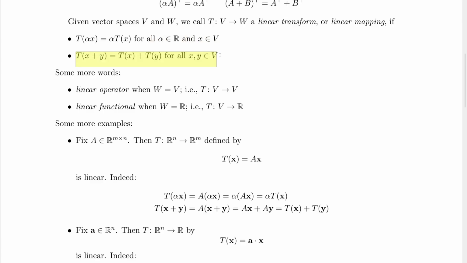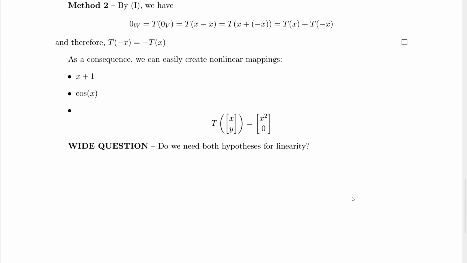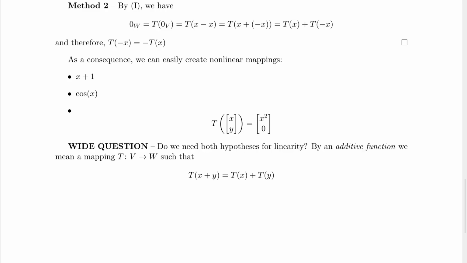Let's focus on addition for a moment, and actually let's really think about what addition is doing. So let's go back to my question here. Do we need both hypotheses for linearity? By an additive function, we're going to mean a mapping from a vector space to a vector space that just respects the addition. So when we say additive, we mean we're only assuming that sums are respected. Okay, so if you have an additive mapping, cool.